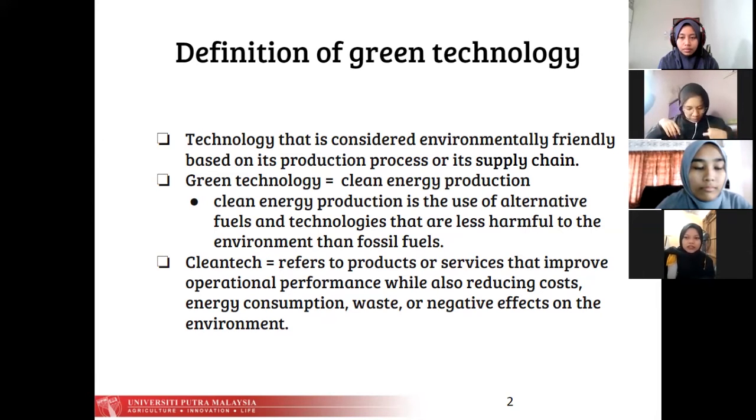Green technology is also defined as clean tech, where we refer to products or services that improve our operational performance while also reducing cost, energy consumption, waste, or negative effects on the environment. Next.